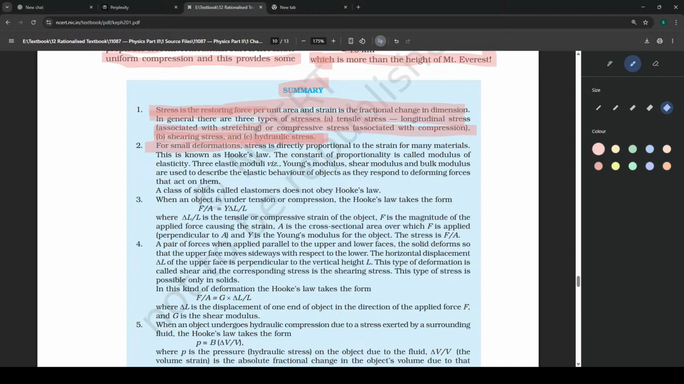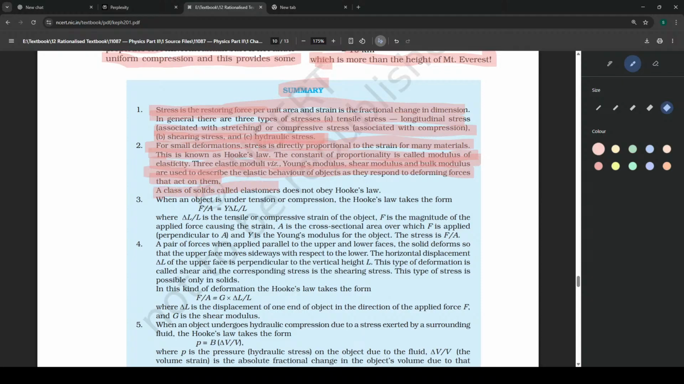For small deformation, stress is directly proportional to strain. For many materials, this is known as Hooke's law. The constant of proportionality is called the modulus of elasticity. Three elastic moduli, that is Young's modulus, shear modulus, and bulk modulus, are used to describe the elastic behavior of objects as they respond to the deforming forces that act on them.